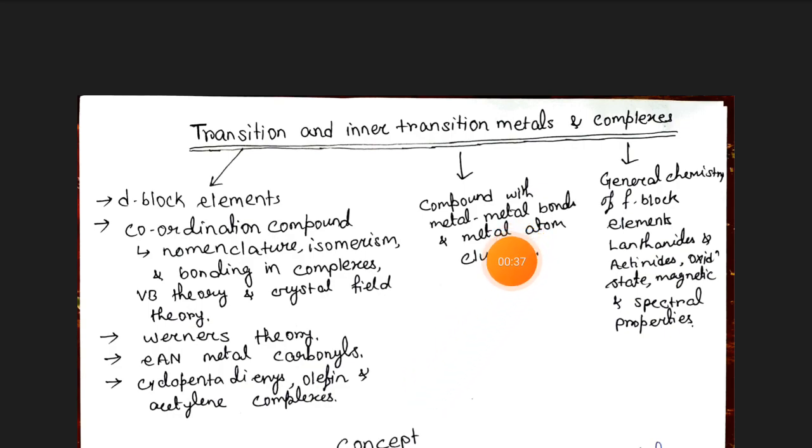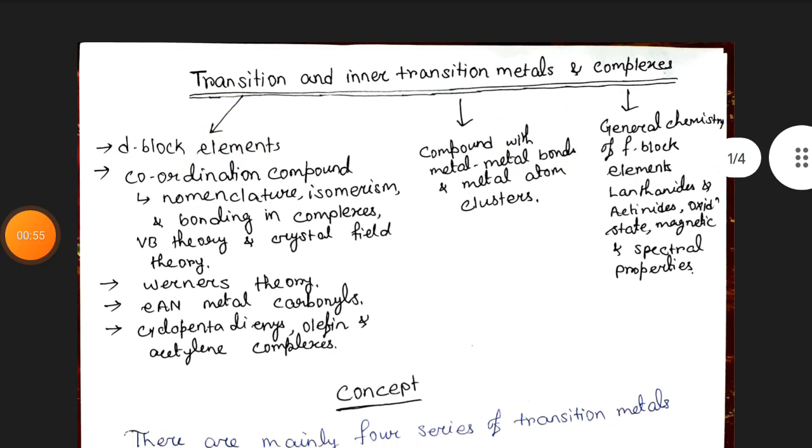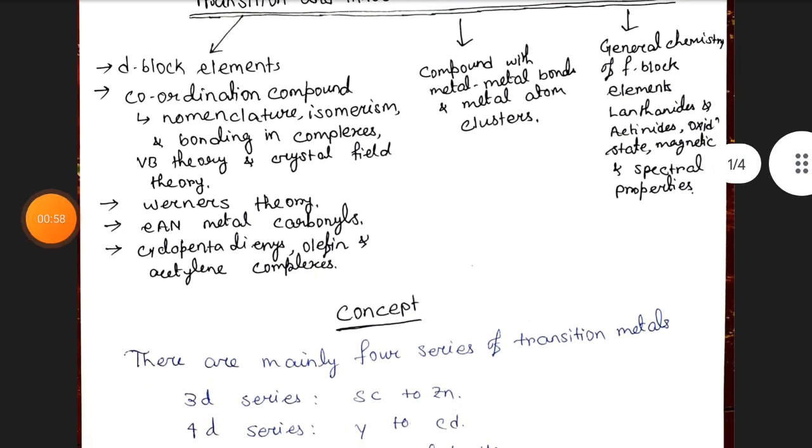Next topic, compounds with metal-metal bonds and metal atom clusters. Next, general chemistry of f block elements, lanthanoids and actinoids, oxidation states, magnetic and spectral properties. Okay, so basically I have divided these topics into three parts. First, in this video, I will discuss just the general characteristics of d block elements.